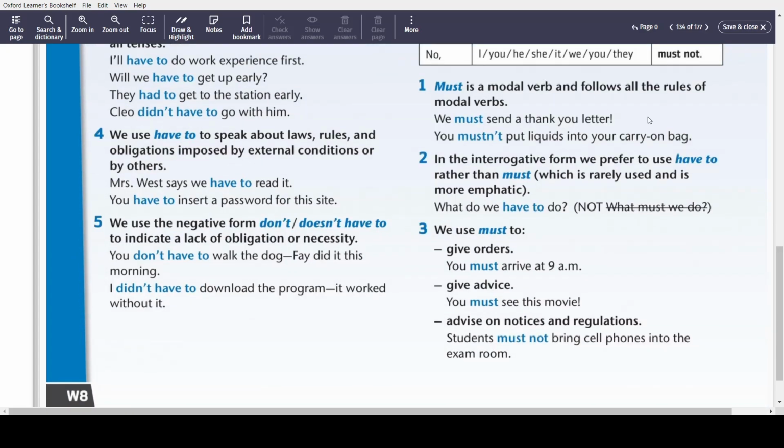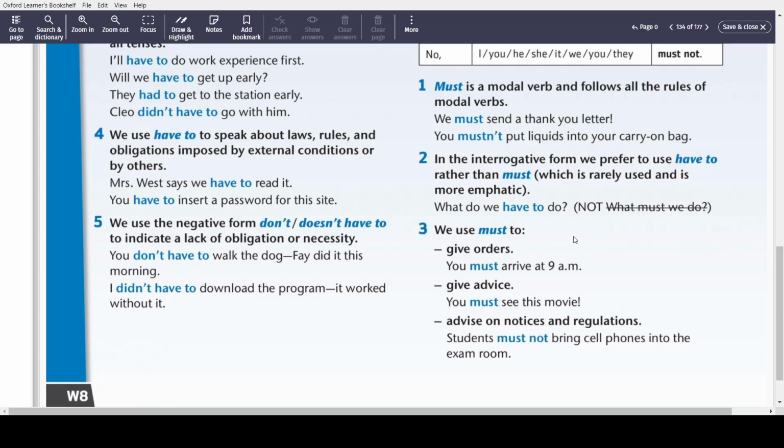Must is a modal verb and follows all the rules of modal verbs. We must send a thank you letter. You mustn't put liquids into your carry-on bags. In the interrogative forms, we prefer to use have to rather than must. Okay, so in this case, what do we have to do? Not, what must we do? Okay, that form is not really used.